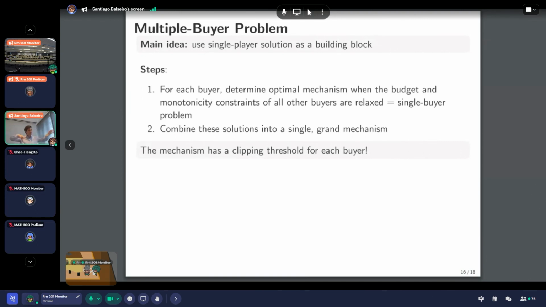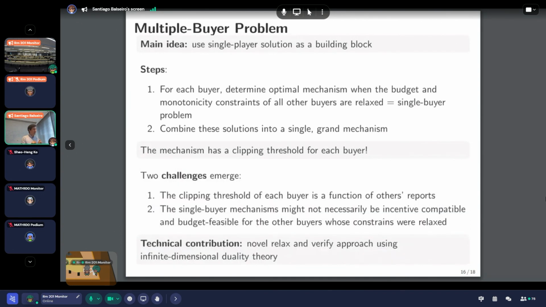So then we have this single buyer problem for each buyer, and then we combine them together into a single mechanism. Now, the challenge that emerged is that the clipping thresholds now depend on the reports of the others. And when you combine these mechanisms, you want the mechanism to be IC for all buyers, but because you're only optimizing for one buyer at a time, you're not guaranteed that it's going to be IC for the other one. And the technical contribution is that we provide a novel approach using infinite dimensional duality theory to combine these mechanisms.